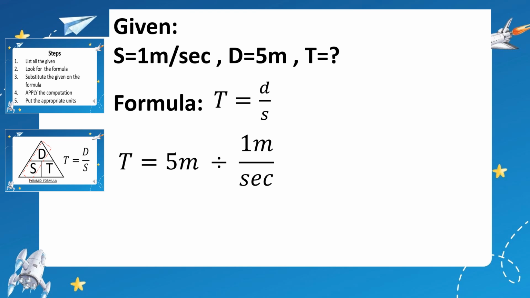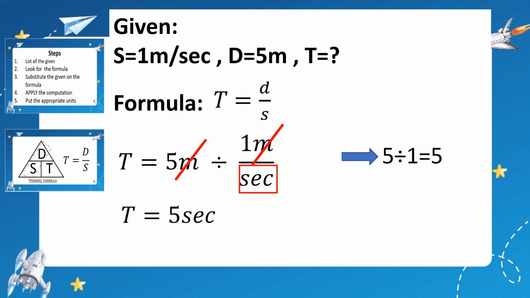So it's just easy, step 4, apply the computation. We're just going to divide 5 divided by 1. It'll give you the answer 5. Okay, so again, be mindful of the units. If there are similar units, just cancel, and the remaining unit just stays. So it will come up with 5 seconds. Okay? It's just as easy as that.